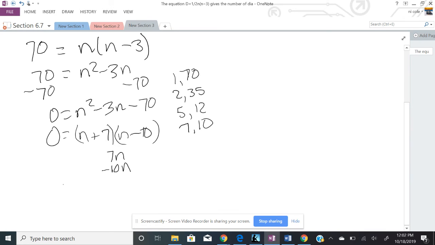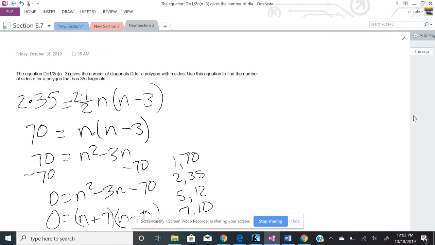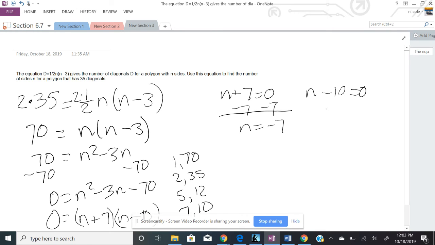All right, so now I can solve this. So I'm going to come back up here, and I'm going to set n plus 7 equals 0. And then I'll do n minus 10 equals 0. Subtract 7, subtract 7. So n equals negative 7, or add 10, and n equals 10 sides.